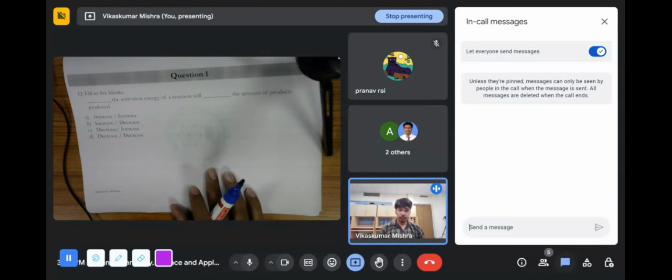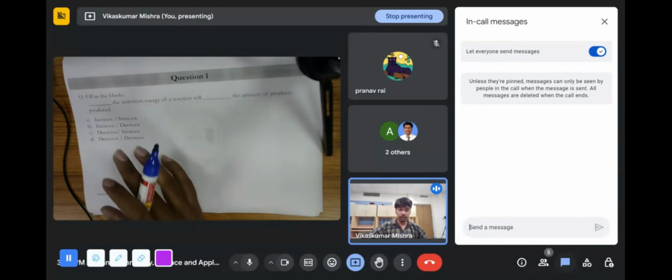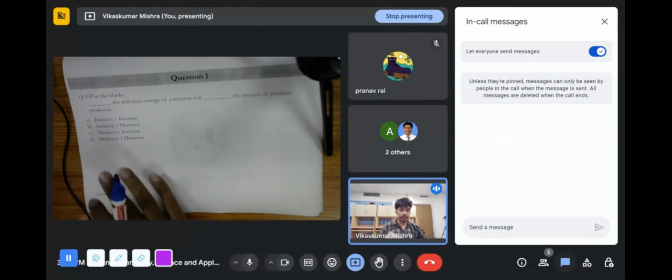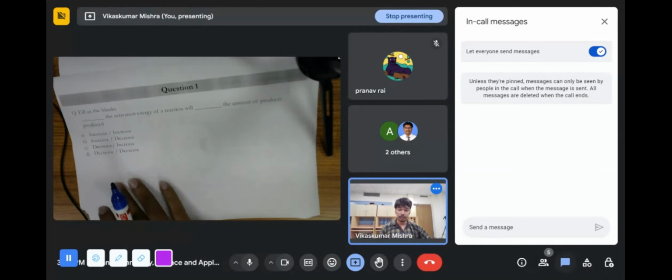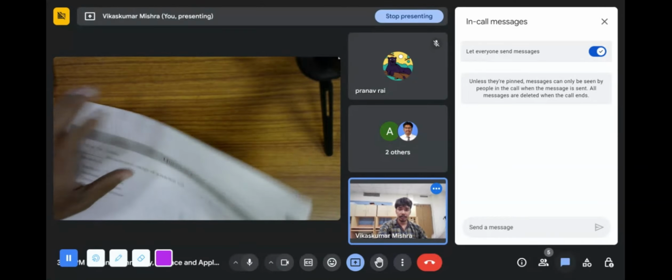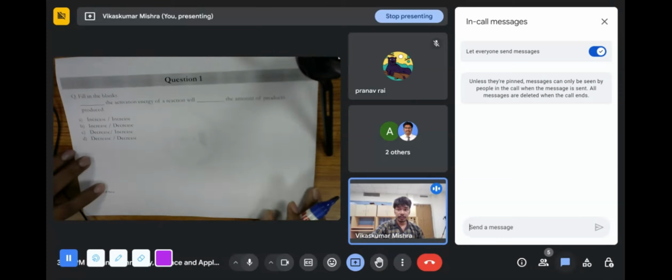Okay, since there is no doubt, let's get started. You can always post your question onto the chat, and also, if you'd like to, you can unmute yourself and interact with me if you have any doubt. Okay, so let's get started and try to solve question number one.